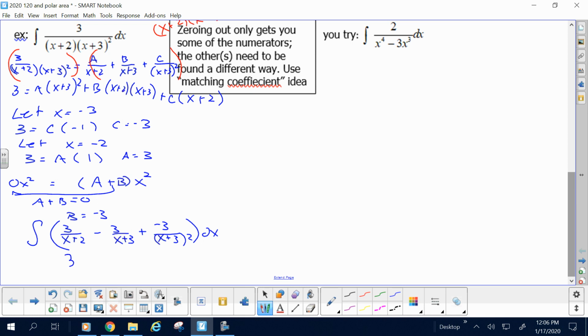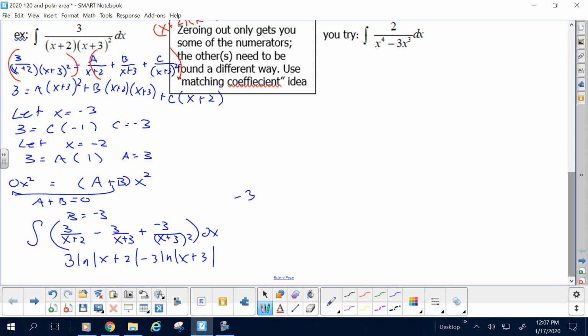3 natural log of x plus 2 minus 3 natural log of x plus 3. Be aware that they might combine those by log rules in the answers. I don't really care if you do or don't. But what is the antiderivative of that last one? Is it natural log if the exponent is 2, not 1? No. So what is the power?